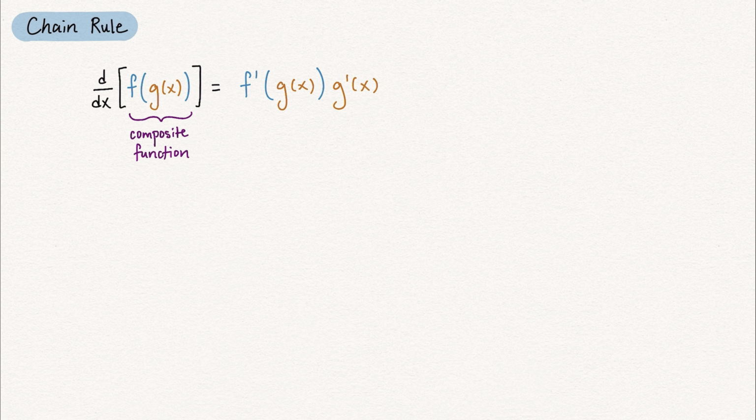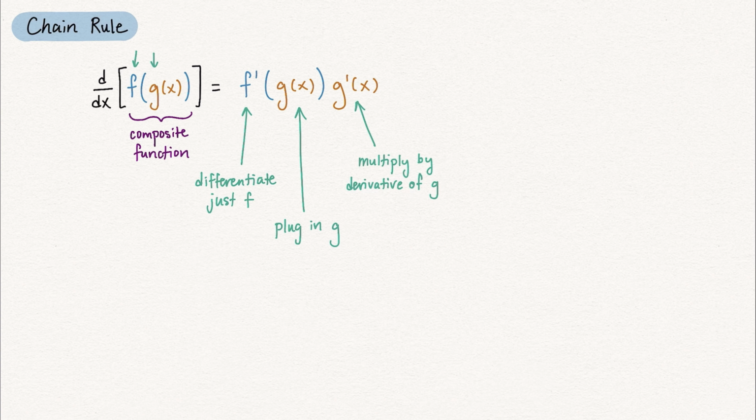So first of all, before we can even apply the chain rule, we need to recognize what our f and g functions are. In other words, we need to know what the outer function is, which is f in this case, and then the inner function, which is g. Then, to apply the chain rule, we differentiate just the outer function f, giving us f prime. Then we plug g of x, our inner function, directly back into the derivative of f to give us f prime of g of x.